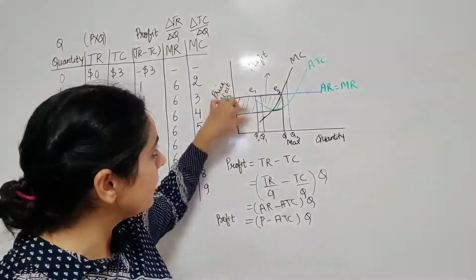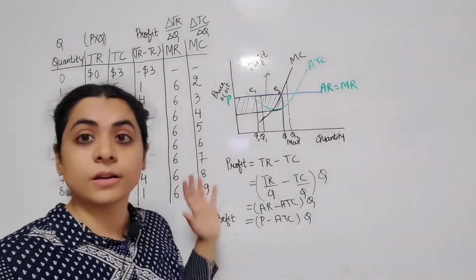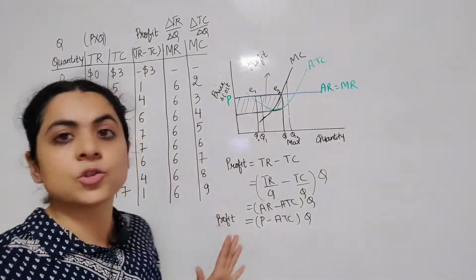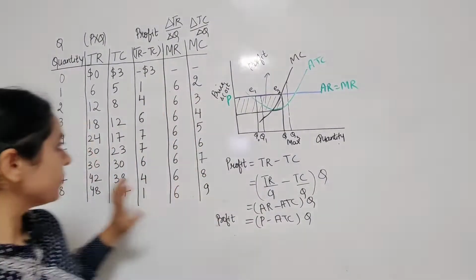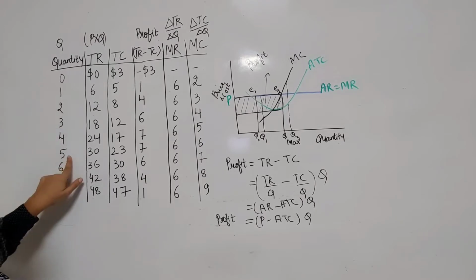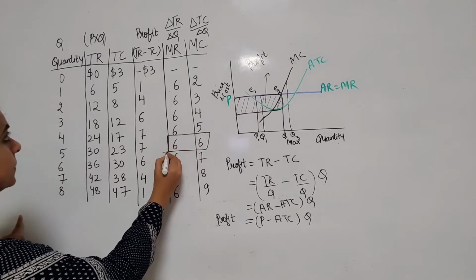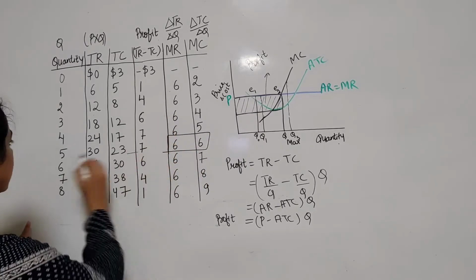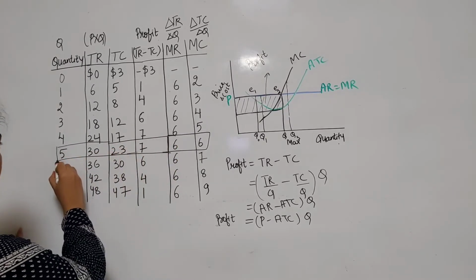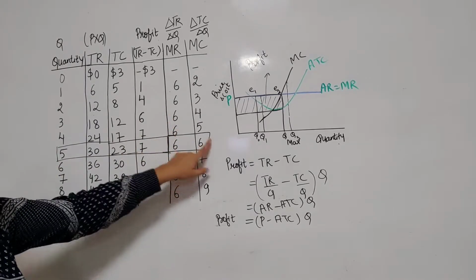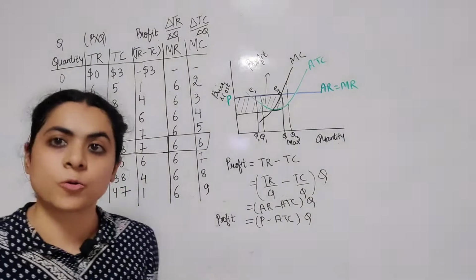So this rectangular portion represents the profits earned by this profit maximizing competitive firm: price minus average total cost, multiplied by quantity. Now if we look here at the fifth unit of output, marginal revenue and marginal cost are equal to each other, and profits are maximized at the fifth unit. And the second condition, that marginal cost must be rising, is also satisfied here. So both the conditions are satisfied at the fifth unit of output.